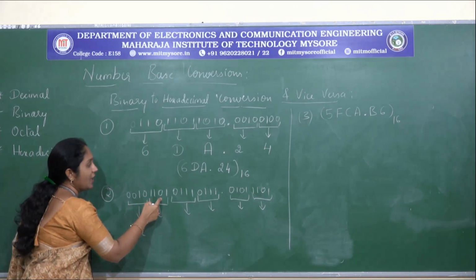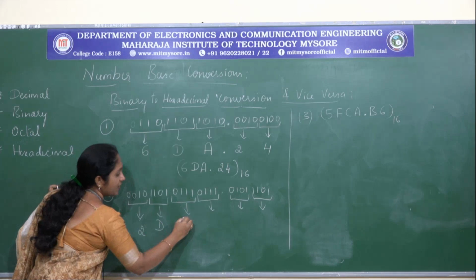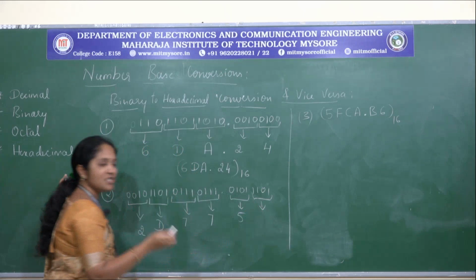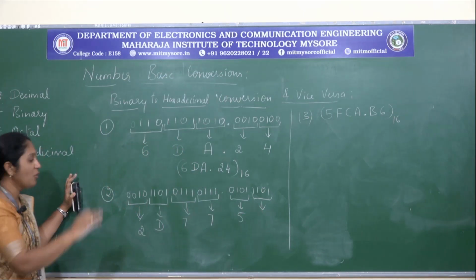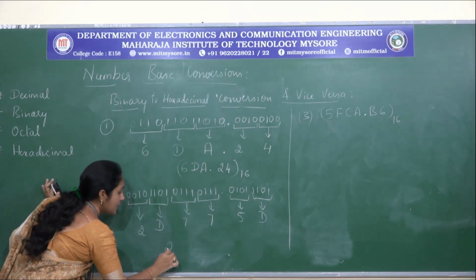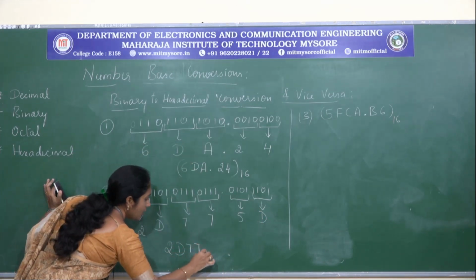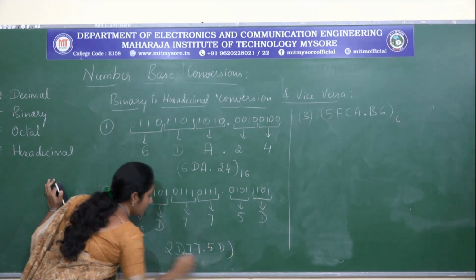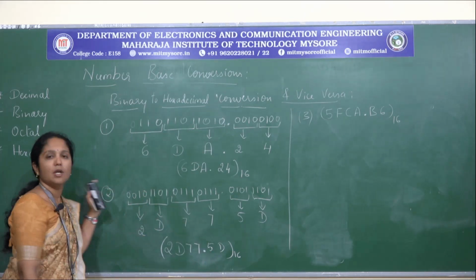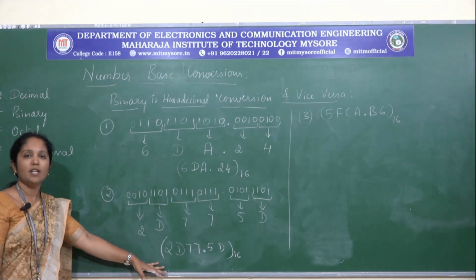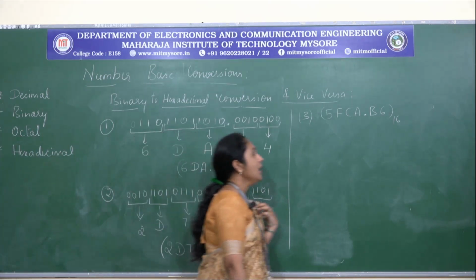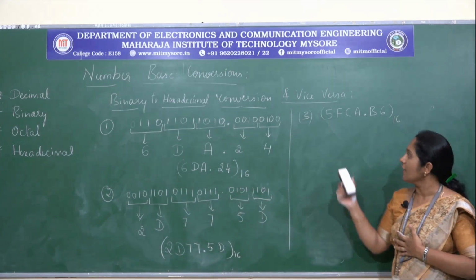1101, again I have 13, D. 0111 is 7. 7, here I have 5. Again I have taken 1101, so I have obtained 2 times D in this. So this is D. Therefore the equivalent is 2D77.5D. So this is how we convert a binary sequence into hexadecimal. Now let us see the hexadecimal to binary conversion.